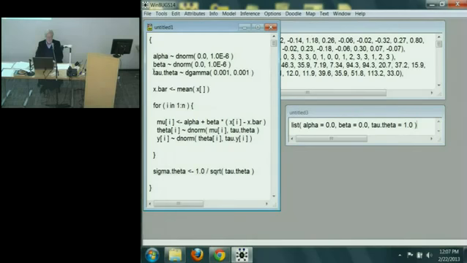So tau dot theta is a stochastic node in this graph. And I want to monitor sigma dot theta. That's the scale in which I think. And so I'll just tell it it's 1 over the square root of tau dot theta. So that's my model. And now let's see how it goes.